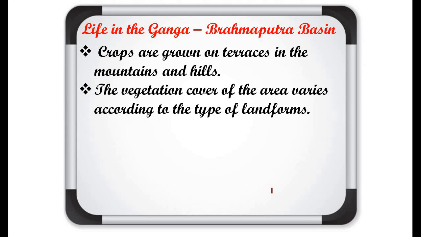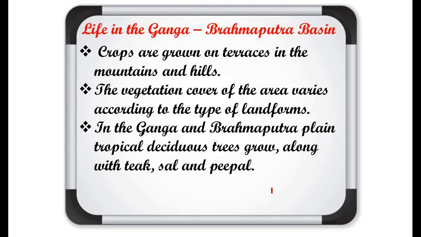Different crops are grown on mountains and in plains, and in hilly areas like Assam, which is good for cultivation, tea gardens are found. In the Ganga-Brahmaputra plain, tropical deciduous trees grow along with teak, sal and peepal. We discussed that in the Amazon basin there is a large amount of rainfall, that's why thick rainforests are found. In the Ganga-Brahmaputra a suitable climate is there, so deciduous forests are found, with trees like teak, sal and peepal grown here.